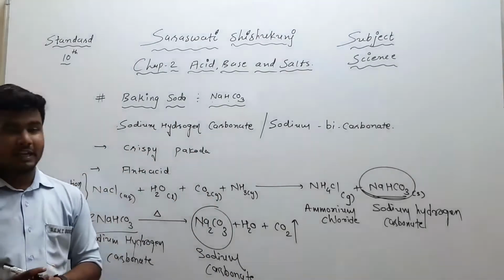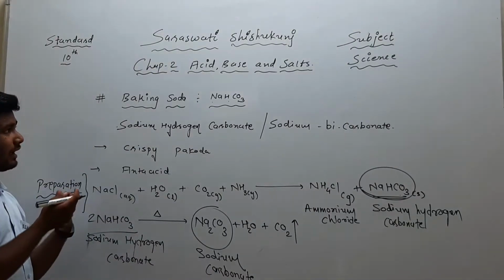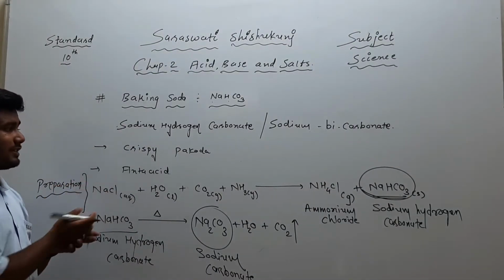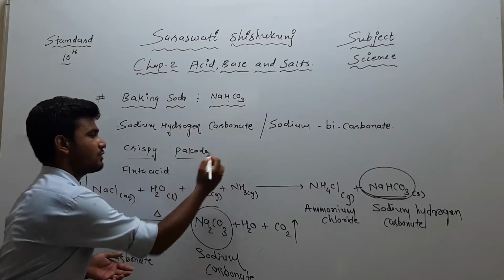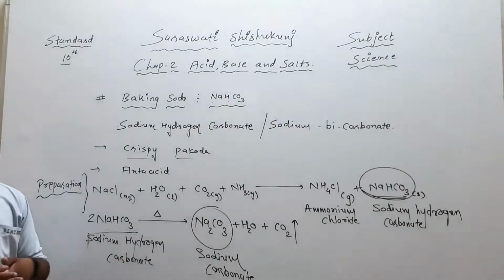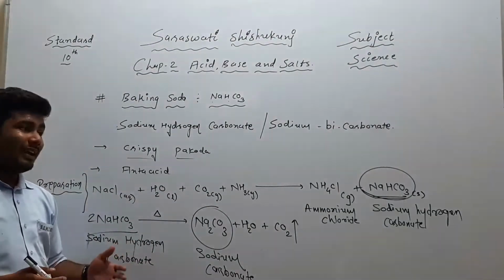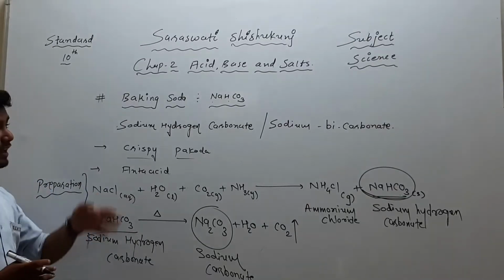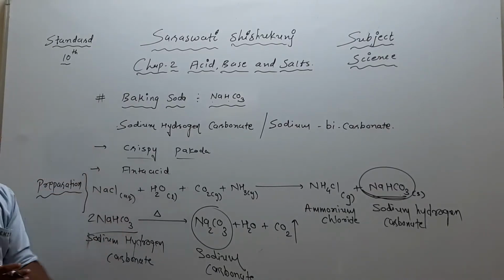Now let's see where this baking soda is used. Already we know that it is used to make pakoras crispy. It is also used as an antacid. Now let's try to understand some of the important things about this baking soda.